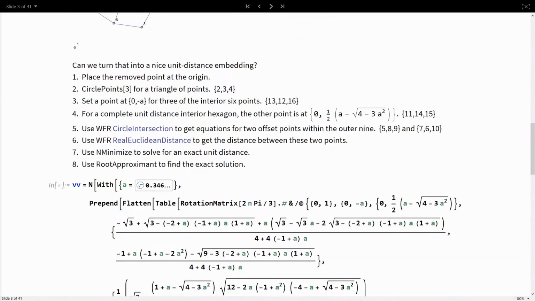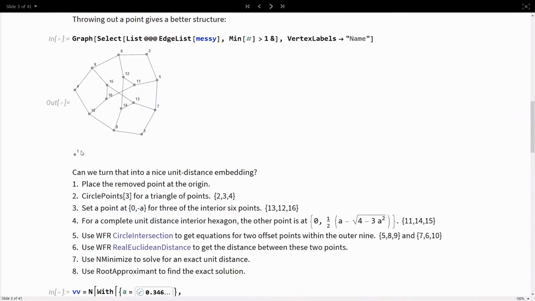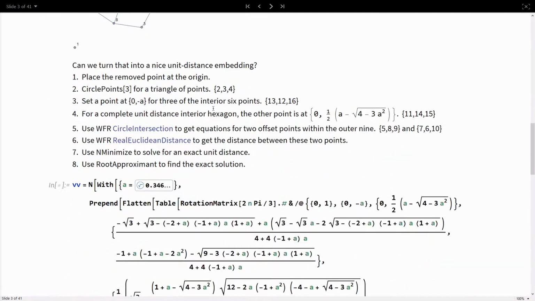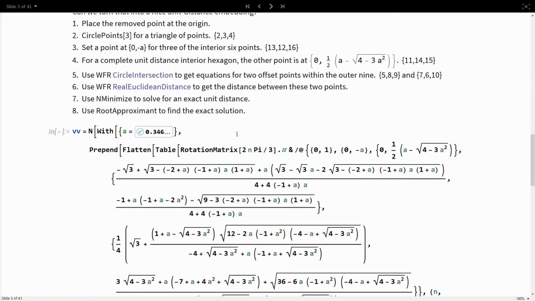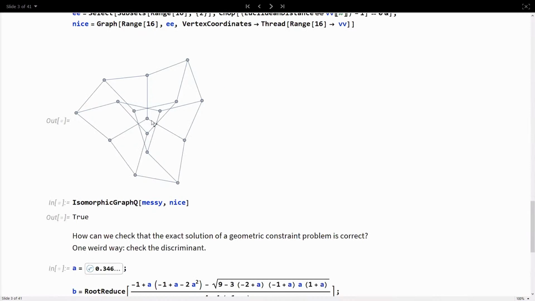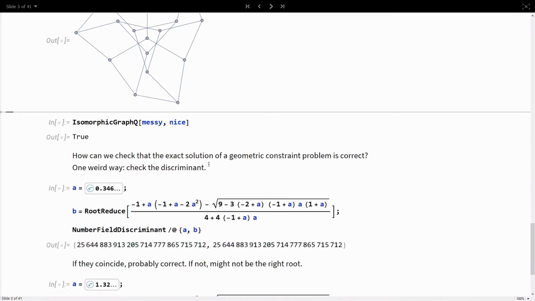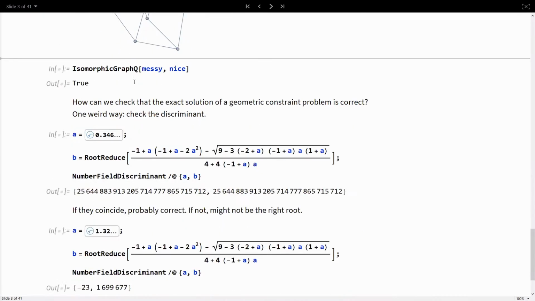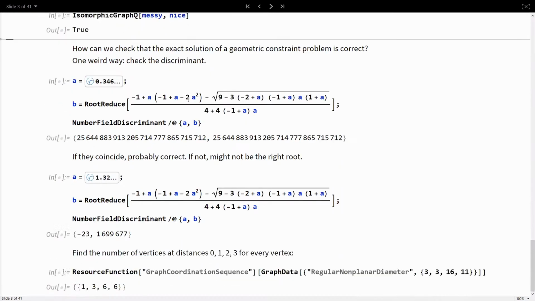So I wondered if I could take this graph, put this at the center, and have all the edges be the same length. And with a series of complicated steps and solving this equation, I found this. This is that same graph, but here we have it in a nice symmetrical embedding where all the edges have the same length. And we can check that this is the same graph by using IsomorphicGraphQ.